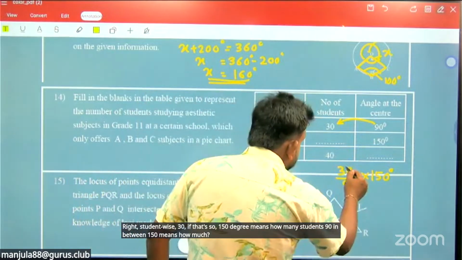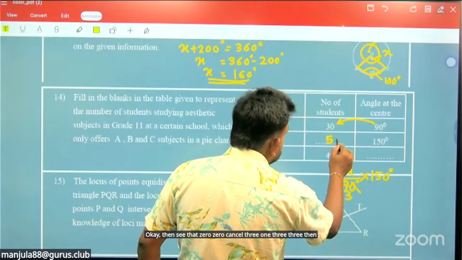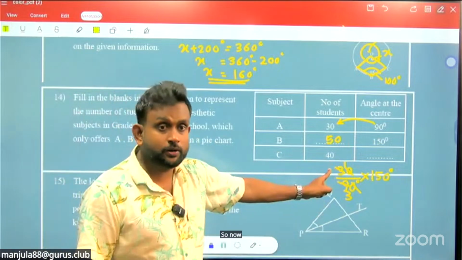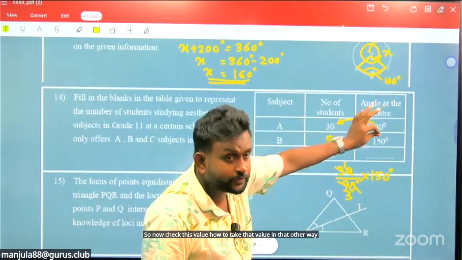Okay, then see that 0, 0 cancel, 3, 1, 3, 3, then 3, 5, 50, 50. So now check this value, how to take that value in that other way. You can build up here to here.